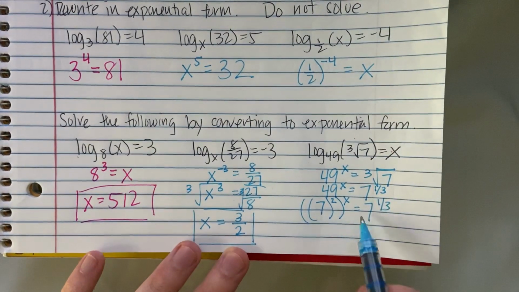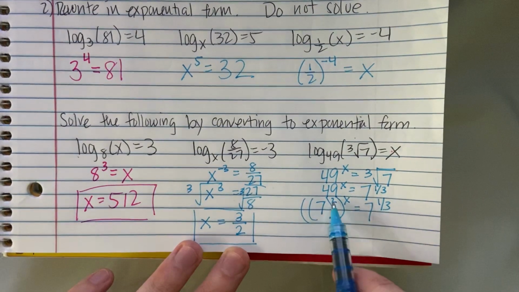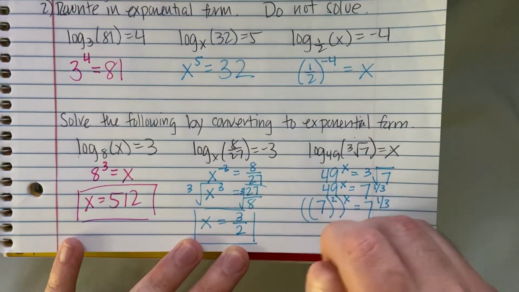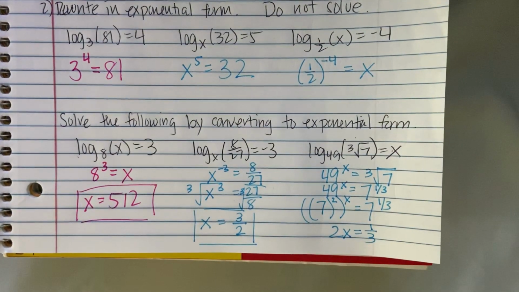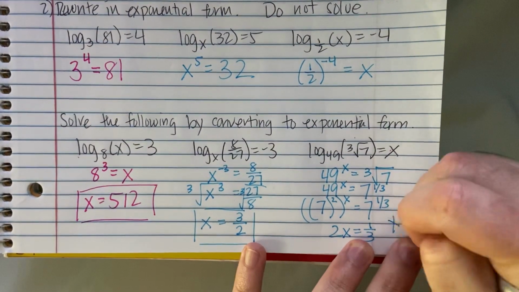That means I have the same base and they're equal, so the exponents are equal to each other. So that means 2x equals 1/3. And if you divide by 2, you get x is 1/6.